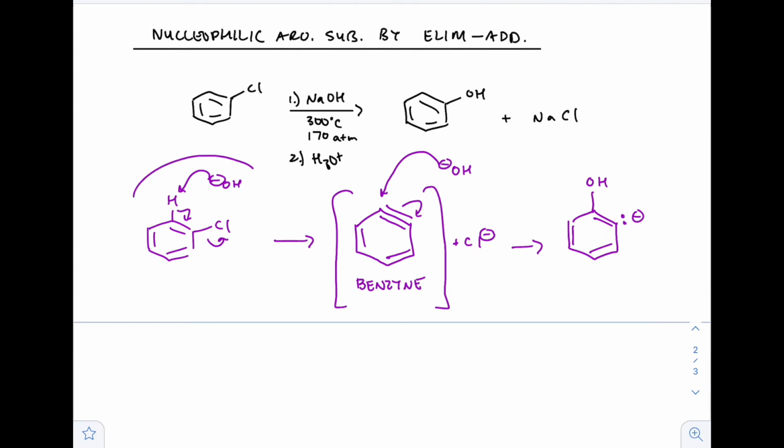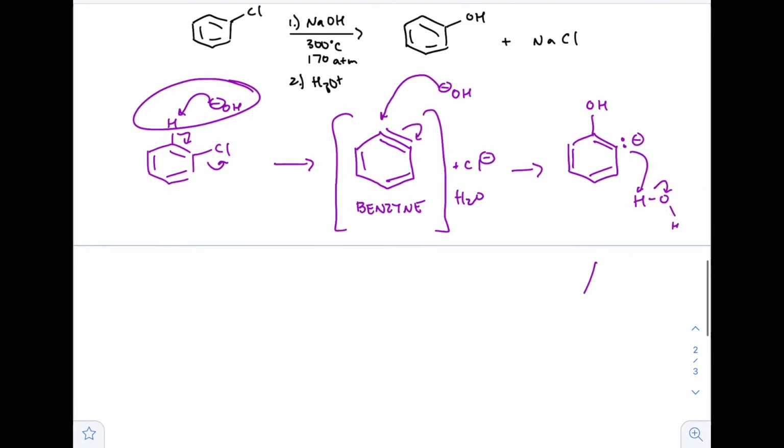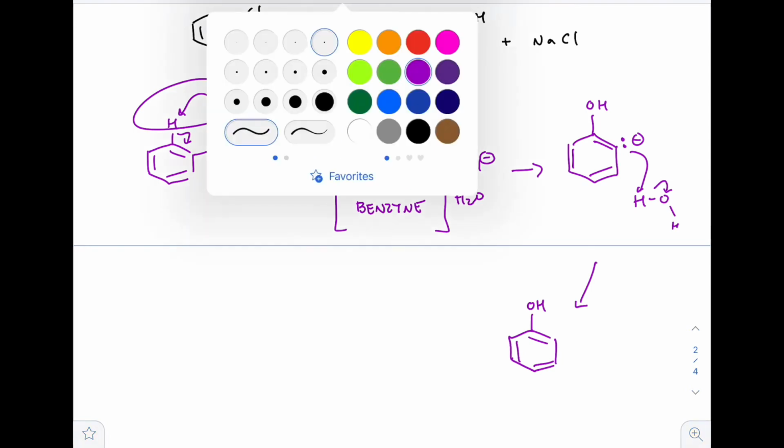It looks just like it, but we do need to, sorry, I didn't put the water in that first step, the product of the first step, and then it protonates the benzene ring, and then now we get our phenol product, our desired product, as well as hydroxide back, and then now we can make another one, right?